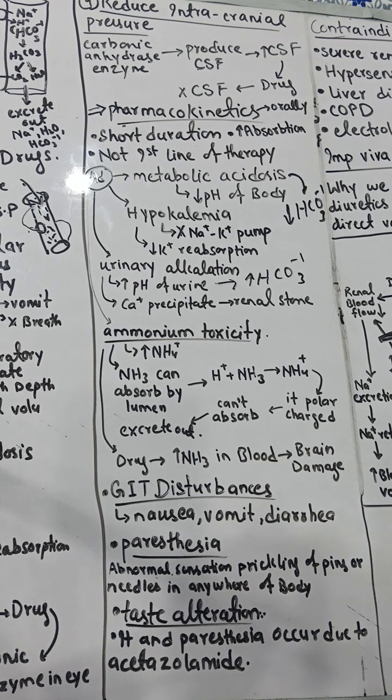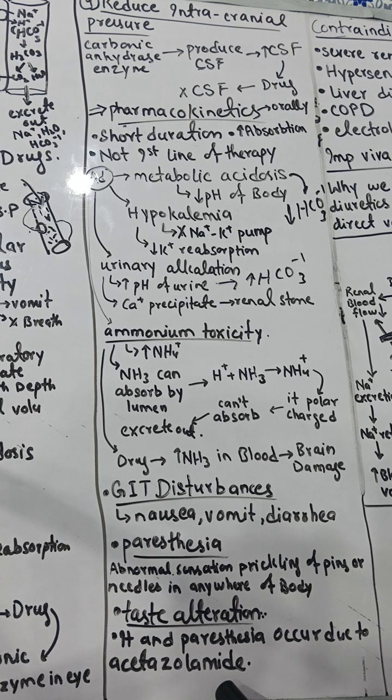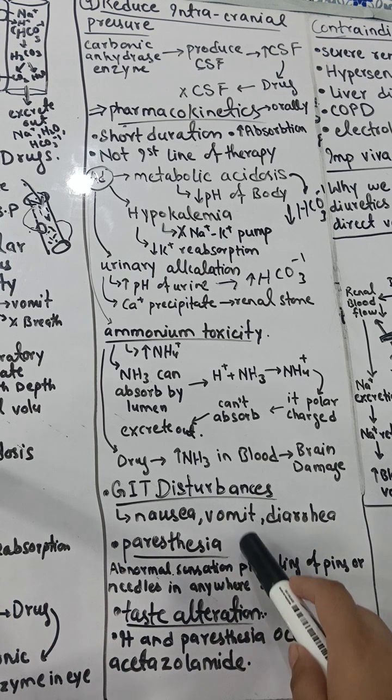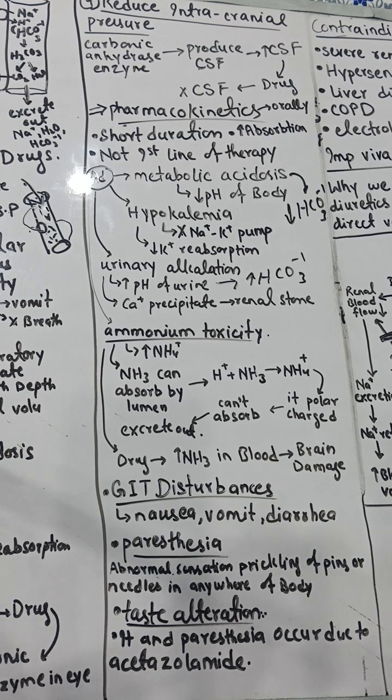Next adverse effect, they can cause GIT disturbance like nausea, vomiting, and diarrhea, etc. The next two adverse effects are caused by a drug called acetazolamide, which is given orally. The first adverse effect is paresthesia. Paresthesia is an abnormal sensation in which the patient feels the pricking of pins and needles in any part of your body. The patient mostly feels pins and needles pricking at the arms and mostly at the legs.